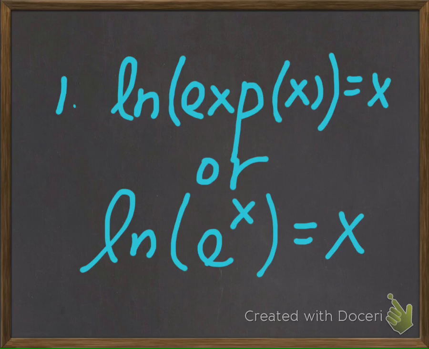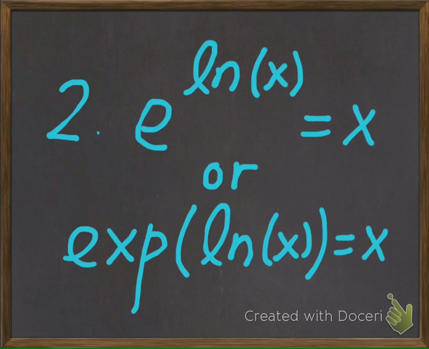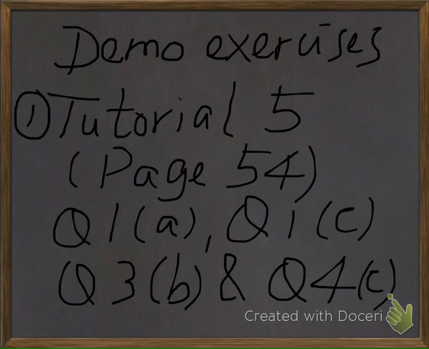The first one: ln of exponential of x gives x, or ln(e^x) equals x. This is the first identity. And the second identity is we take the ln first and e later, so we have e raised to the power ln x equals x, or exp(ln(x)) equals x. We are going to apply these two identities in today's lecture, namely to solve the demo exercises.